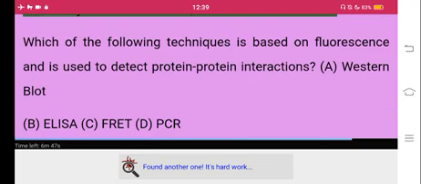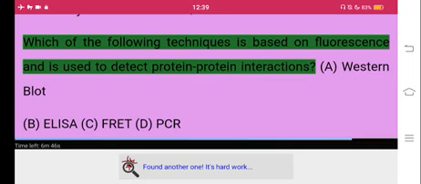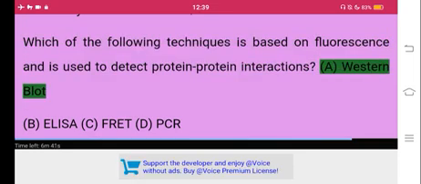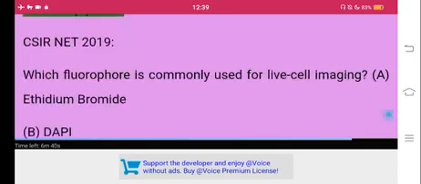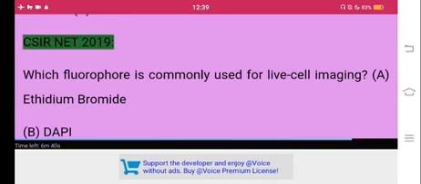Previously asked CSIR NET question, CSIR NET 2021. Which of the following techniques is based on fluorescence and is used to detect protein-protein interactions? A. Western blot. B. ELISA. C. FRET. D. PCR. Answer: C. FRET.